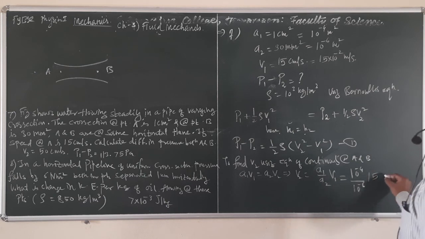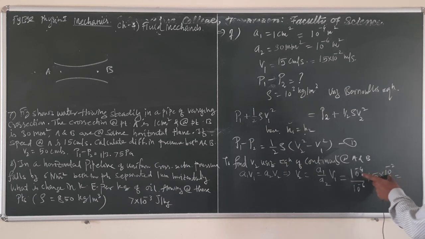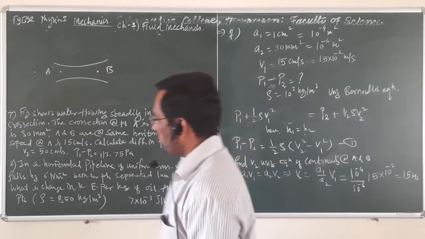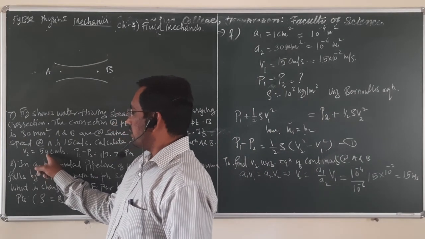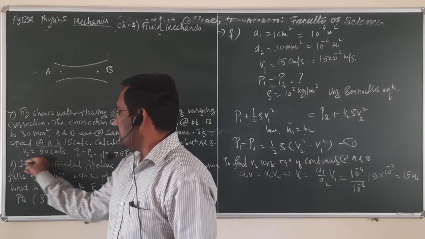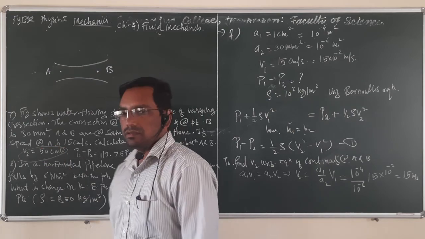times 10 raised to minus 2. Now this 10 raised to minus 4 and this 10 raised to minus 2 become 10 raised to minus 6, and this is 10 raised to minus 6, so that factor will go out, and here we get 15 meter per second. So in your problem this answer is wrong, which is given as 50 centimeter per second. This is a wrong answer.